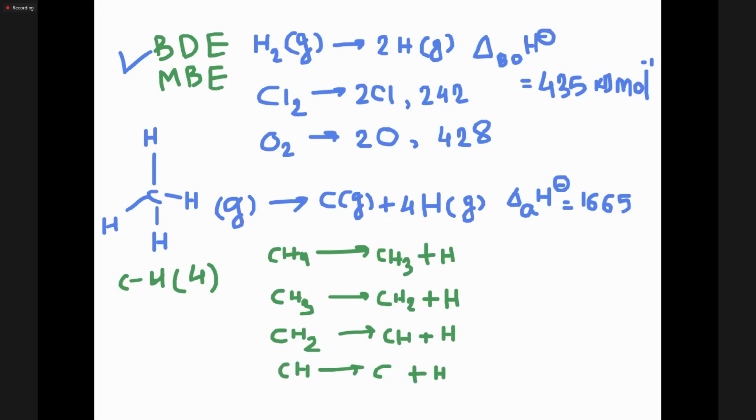Now, all the CH bonds are identical, but still, in all the steps, the bond dissociation energy, that is delta BDH, is different. In this case, the delta H value is 427. In this step, the delta H value is 439. Next step, the delta H value is 452. And in the last step, it is 347.